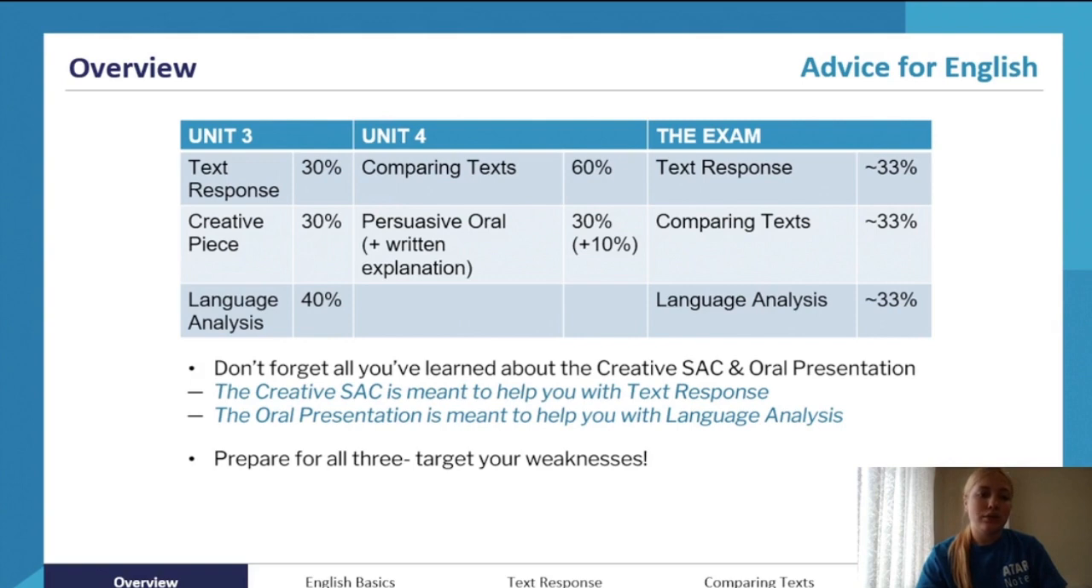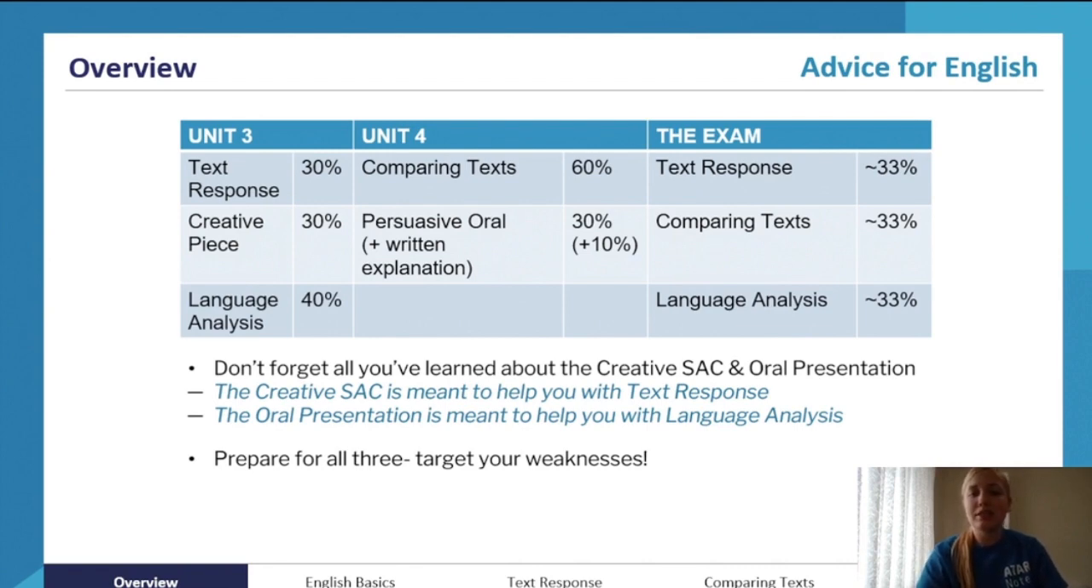So, first of all, the marking breakdown for your English study score. As you can see, Unit 3 contributes 25% of your study score, and you can see what it's comprised of there, which kind of marks. You might have done, for instance, language analysis as part of Unit 4, but it still contributes to your Unit 3 marks. Unit 4 is another 25% of your study score, and that's comprised of your comparative essay mostly, and also your persuasive oral and the written explanation of that.